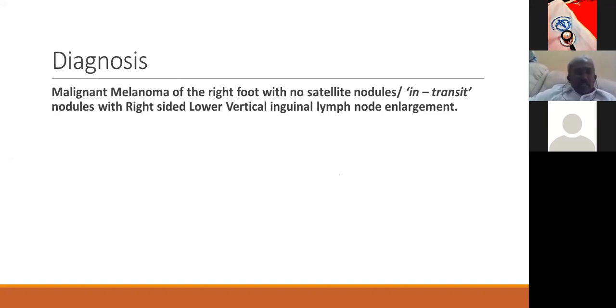Then what is the N status? Because there is one clinically detected lymph node, it will be N1B. And M, it is MX. M could not be assessed or determined. Clinical M is 0. That is all you are expected to tell.